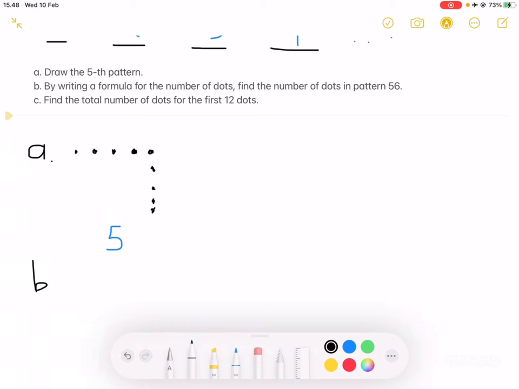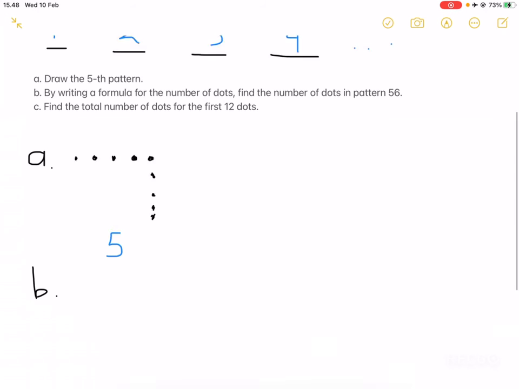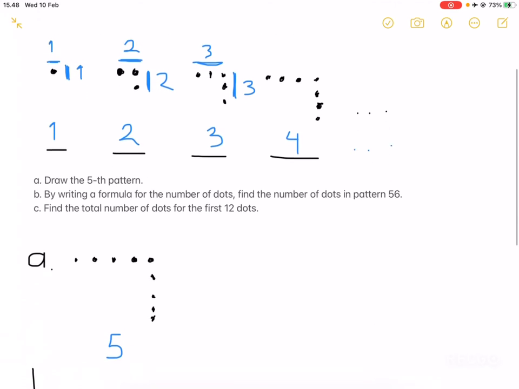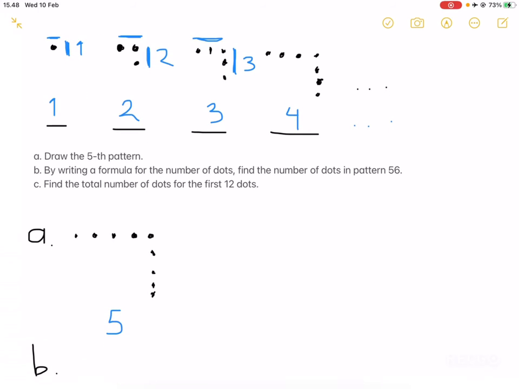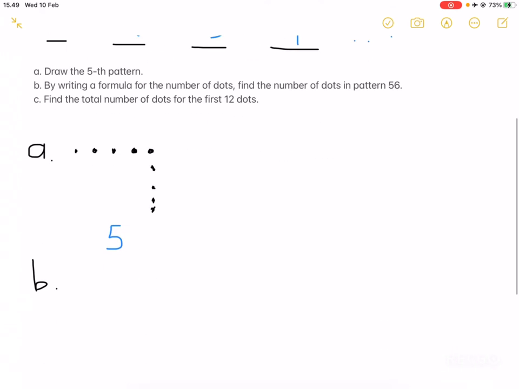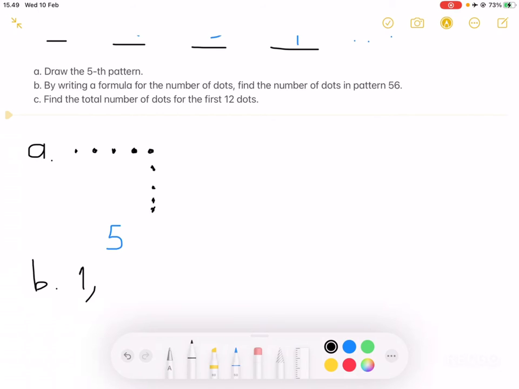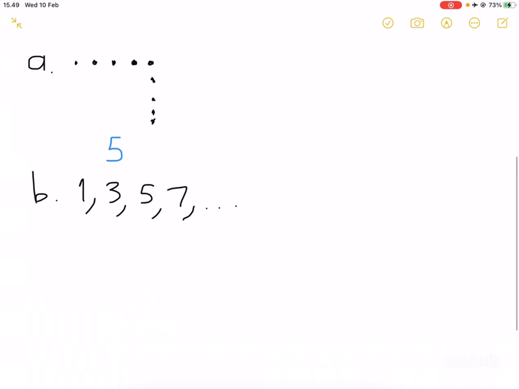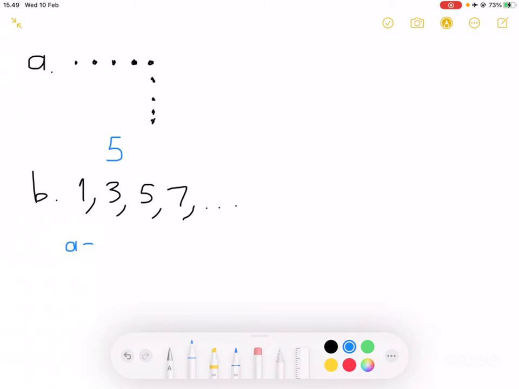So for part B, by writing a formula for the number of dots, find the number of dots in pattern 56. And in fact, the total number of dots in each pattern actually forms an arithmetic sequence. So notice the number of dots for pattern 1 is 1, and for pattern 2 is 3, and then 5, and then 7, and so on. And in this case, A is 1, that's the first term. D is 2 because we add 2 to get the next term.